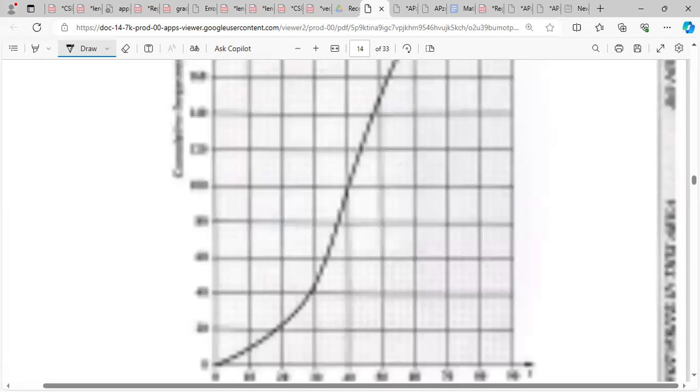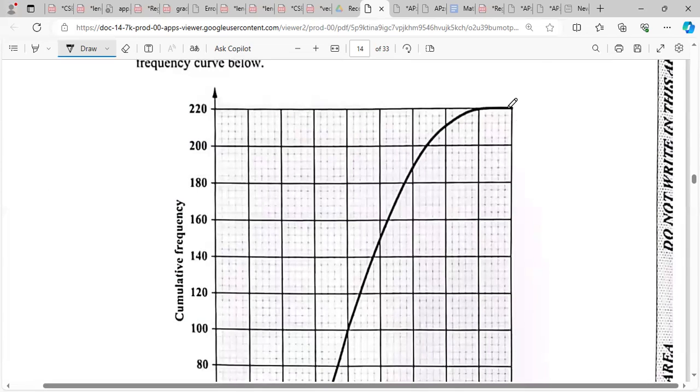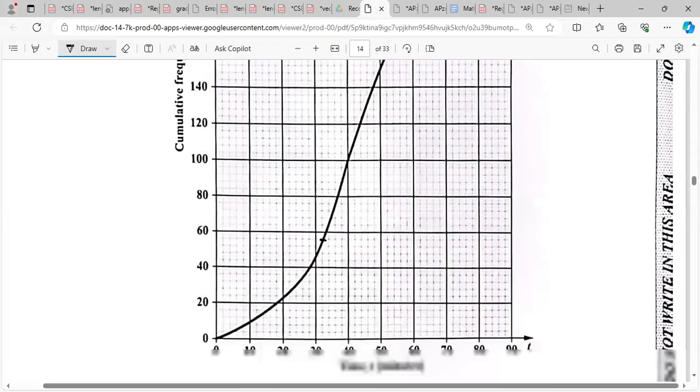He said the interquartile range. Now the interquartile range, the formula is Q3 minus Q1. So the total is 220. Alright, so we are working with 220. So n plus 1.